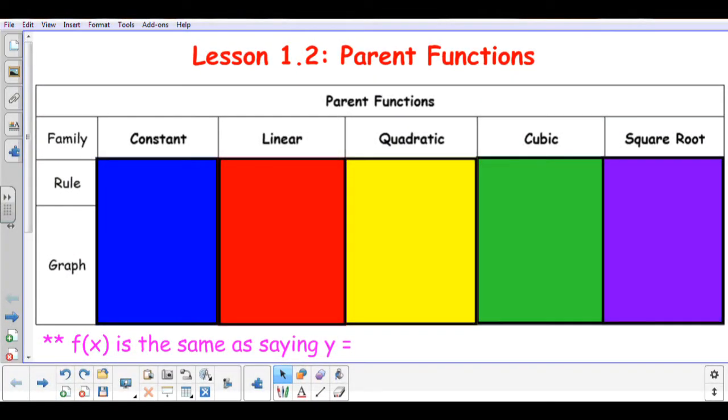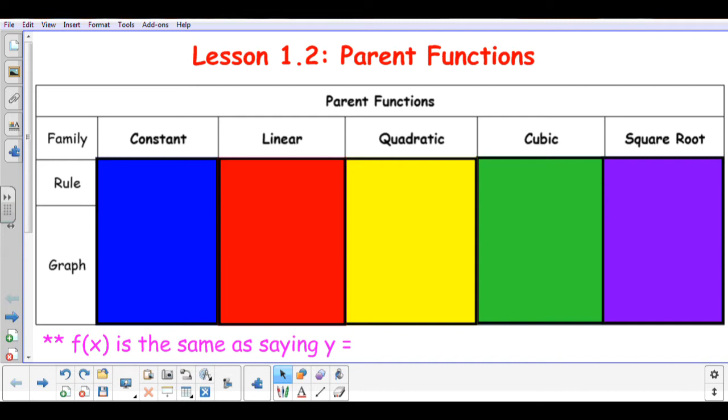Parent functions are the most basic type of function that you can have. It's where all of our graphs stem from. So lines have a basic function. When we get into our other functions like quadratics, cubics, and square roots, which we will later in this course, they all have a parent function. So everything starts from somewhere, and then we perform the transformations that we were talking about in the previous lesson.